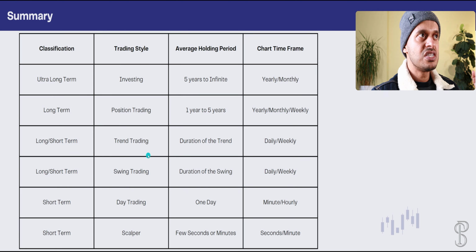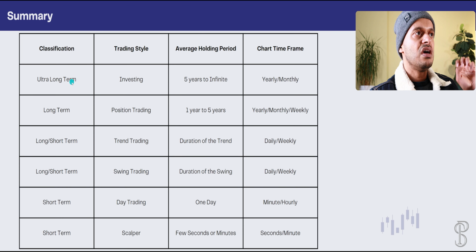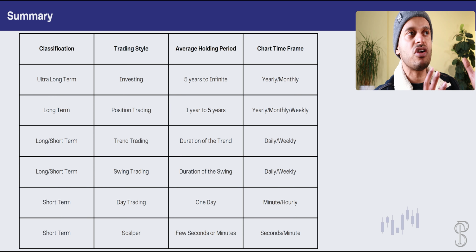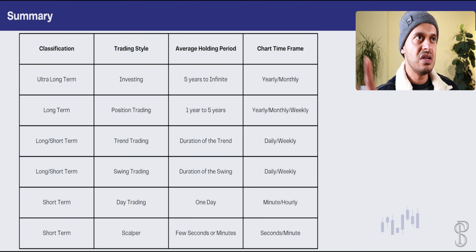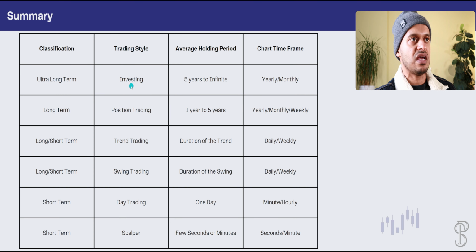So now what I have in front of you is a summary table that explains all of this in one page. The classification has different categories. The ultra long term is people who would basically keep their money or a stock with them forever, and that kind of trading style is called investing. I'll explain what investing is in more detail in a few future slides. For now, an investor keeps their money or a stock for 5 years to an infinite period of time. A position trader is also a long-term, wealth building approach, but they would keep a stock from 1 year to 5 years in duration. That's the typical duration they like to hold it for.